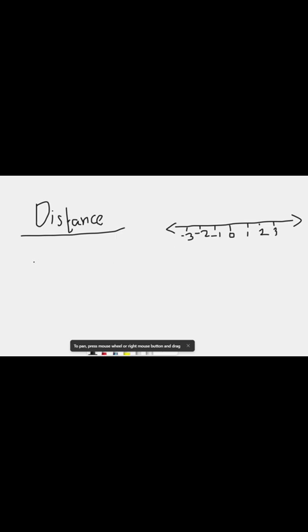So here, if we have to find the distance between minus 1 and 3, we just subtract the smallest number from the largest number. The largest number here is 3 and the smallest is minus 1, right? So we have to subtract minus 1 from 3. That is 3 minus minus 1, and minus and minus eventually become plus. So 3 plus 1 is equal to 4.